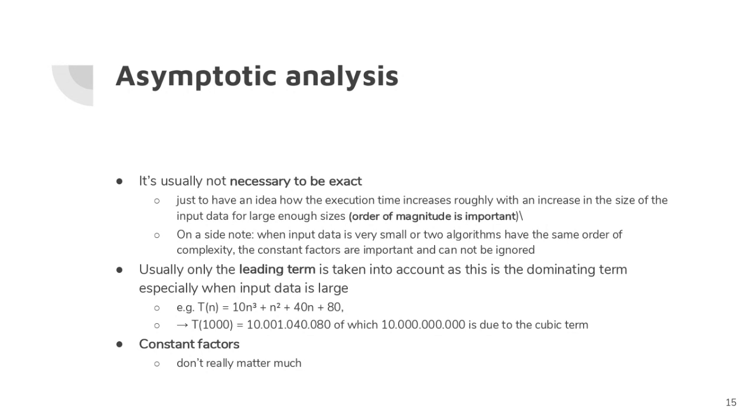On a side note, when your input data is very small, or two algorithms have the same order of complexity, the constant factors are important. So you have two algorithms, and one takes only half of the steps. That's a constant factor, but it's still important. But what's more important is when one algorithm is linear and one is quadratic. There the difference will be much more important. So we're really looking at the order of magnitude.